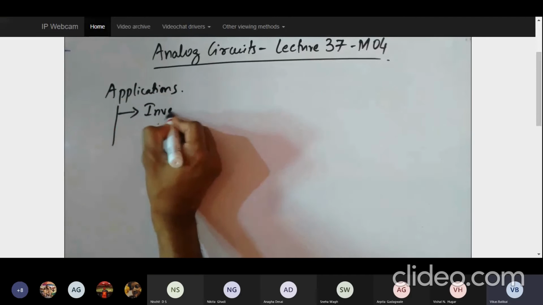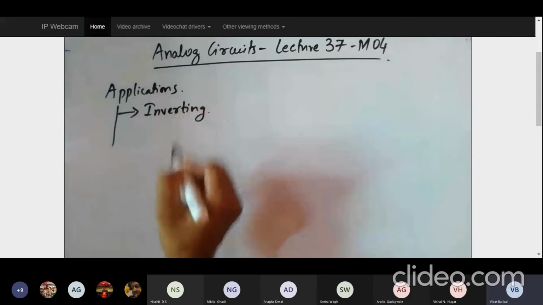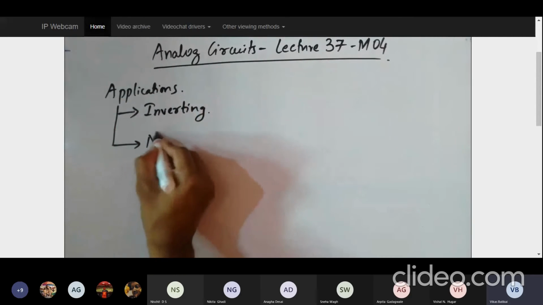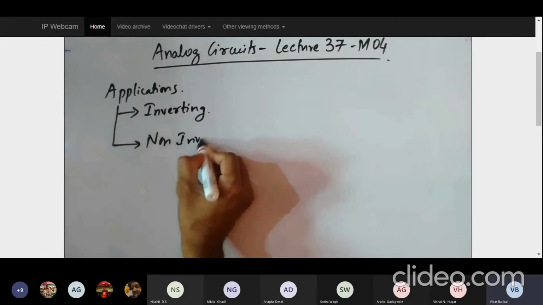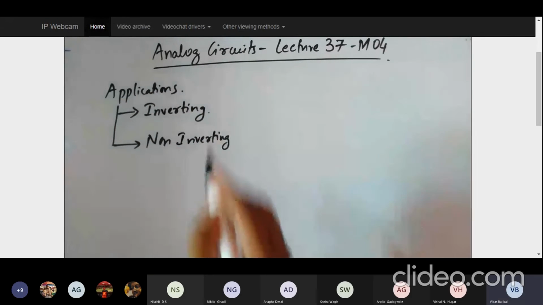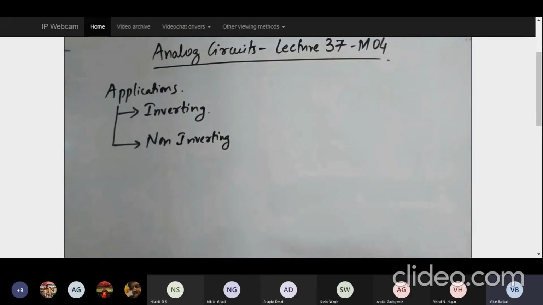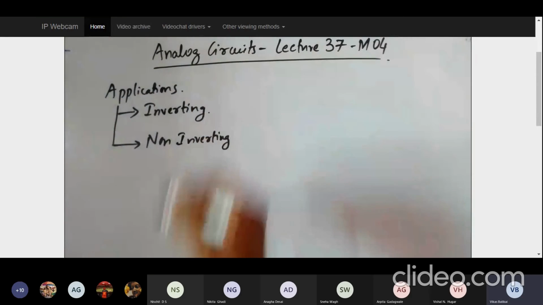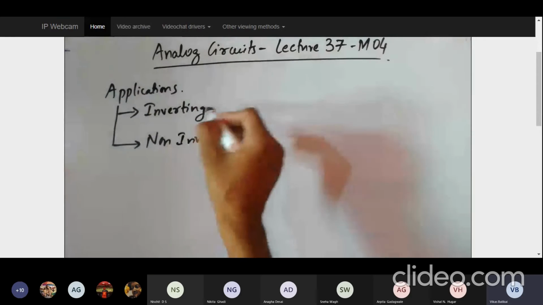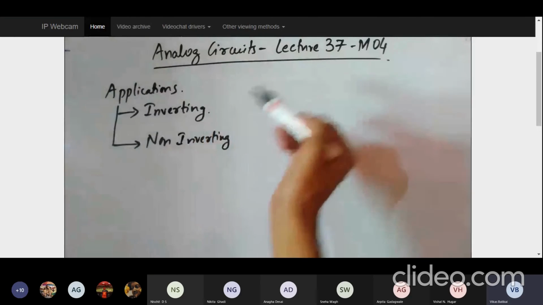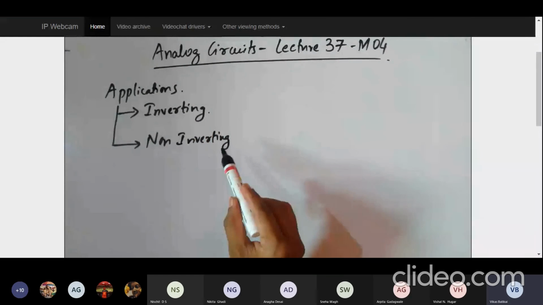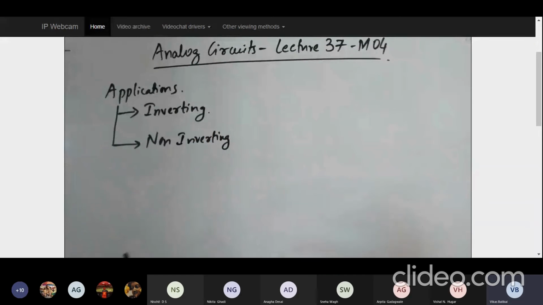One is what are the applications that are present in the inverting configuration, and what are the applications that are present in the non-inverting configuration. Each configuration has similar applications, but the only difference is that the gain equation will be different, and in the inverting the output will be 180 degrees out of phase, whereas in the non-inverting it will be in phase with respect to the input. So that is the major difference that you can find with respect to both the applications.